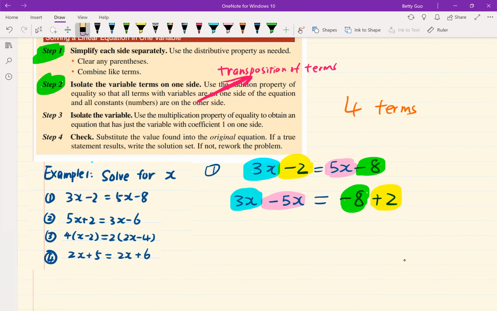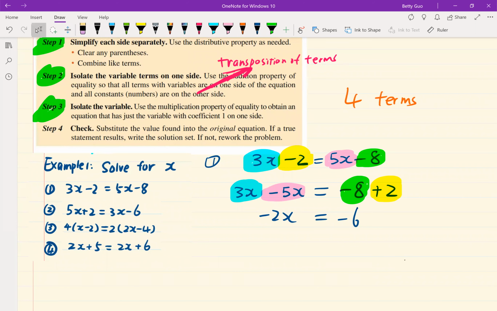And now we can combine the like terms. Step 3, combine like terms and isolate x. 3x minus 5x, negative 2x. Negative 8 plus 2, negative 6. Multiplication property. We divide both sides by negative 2. Negative 2 is a factor on the top. Negative 2 is a factor on the bottom, so they cancel each other. We have x by itself on the left. On the right, negative 6 divided by negative 2, positive 3.